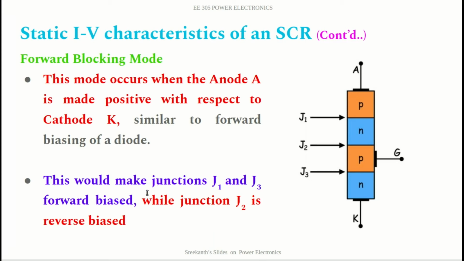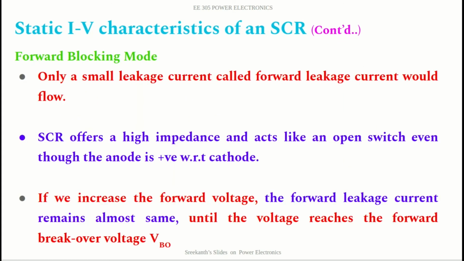This would make junctions J1 and J3 forward biased. Why? Because you are applying a positive potential here and a negative potential here. So if you take this PN junction, positive voltage is being applied to P type, and naturally this junction J1 will be forward biased. A negative potential is being applied across the N junction, and this will also be forward biased, and junction J2 will be reverse biased. Now, even then, only a small leakage current called forward leakage current would flow.